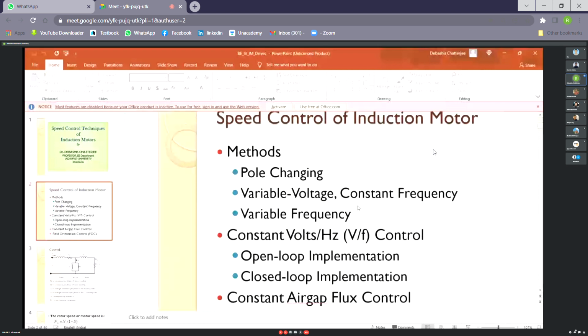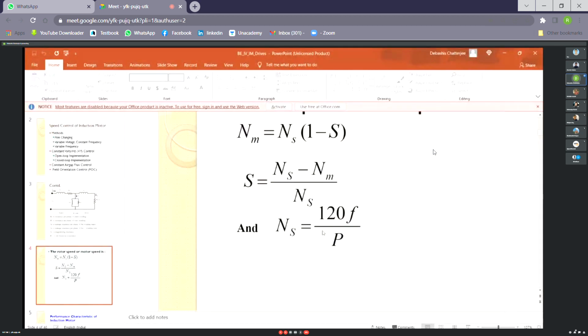Now, in order to control or vary the speed of an induction machine, the best formula is 120 F by P. That's what you saw for the synchronous speed: NS is 120 F by P. So if there is a change in synchronous speed, then only will there be a change in rotor speed, as the rotor, as I said, will always try to catch the stator magnetic field. Now, how can you change the synchronous speed?